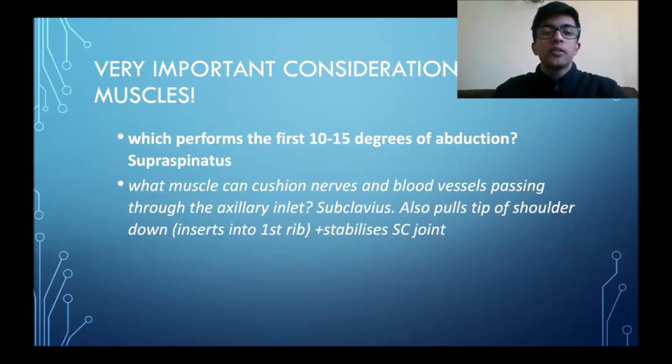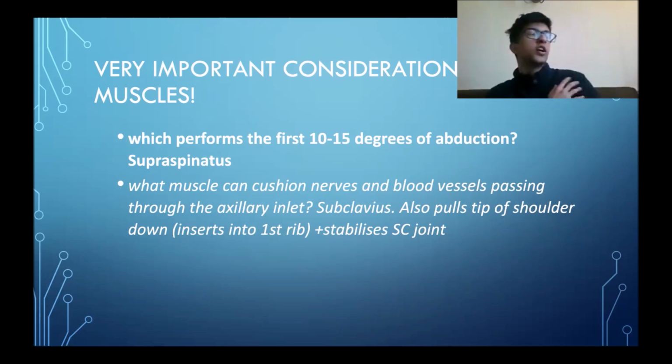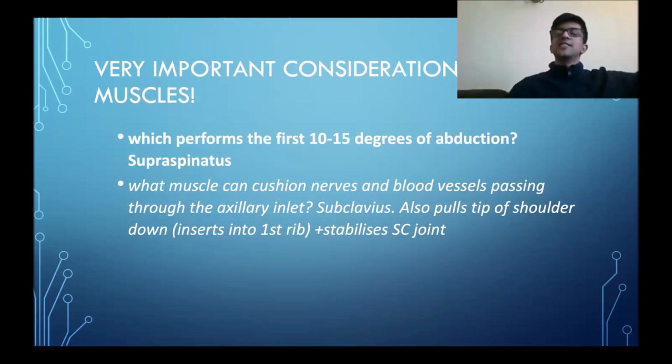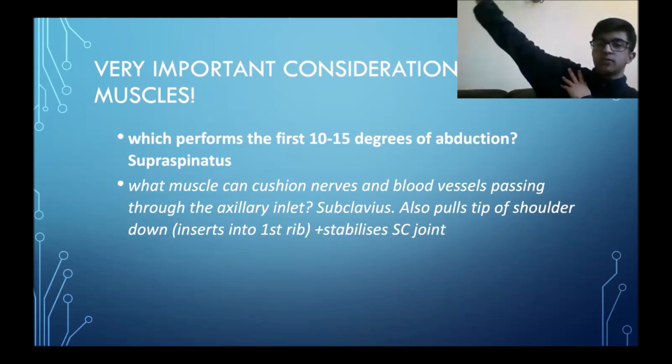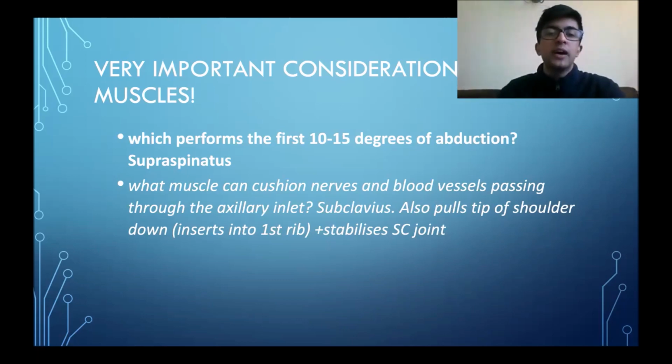Okay, so very important consideration. These are very examinable. The first point is very examinable, the second point not as much. What performs the first 10 to 15 degrees of abduction? You have abduction like this. It's kind of like a dance, isn't it? The first 10 to 15 degrees is actually done by supraspinatus, not deltoid. The rest of it is done by the powerhouse, the deltoid. So you just have to remember that: the first 10 to 15 degrees of abduction is supraspinatus. They're going to ask you this so many times in the anatomy dissection room, so it's just something to be aware of.